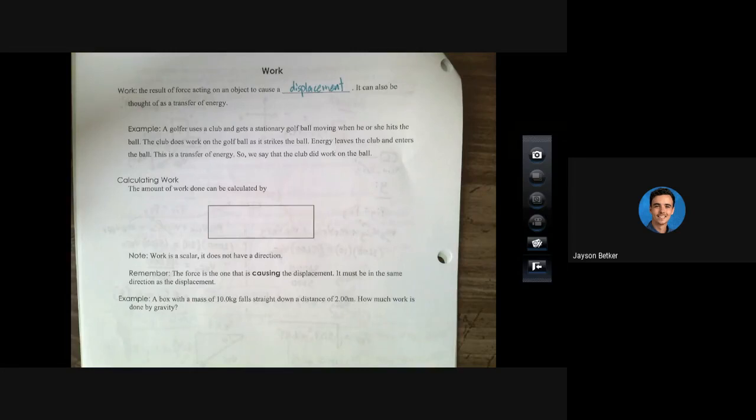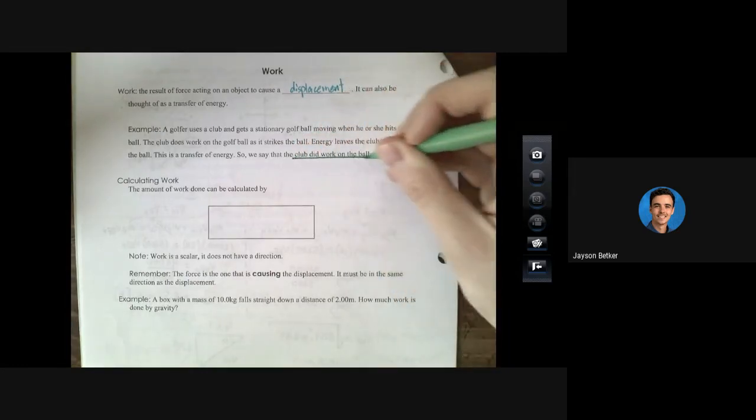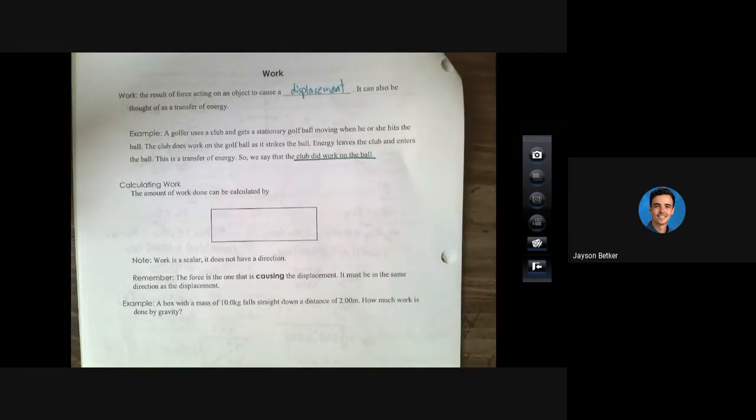So think about this example right here. A golfer uses a club and gets a stationary golf ball moving when he or she hits the ball, obviously. The club does work on the golf ball as it strikes the ball. Energy leaves that club, right? The club had some kinetic energy stored within it, and it leaves that club and enters into the ball. This is a transfer of energy between these two objects. So what we say then, by definition, is that the club did work on the ball.